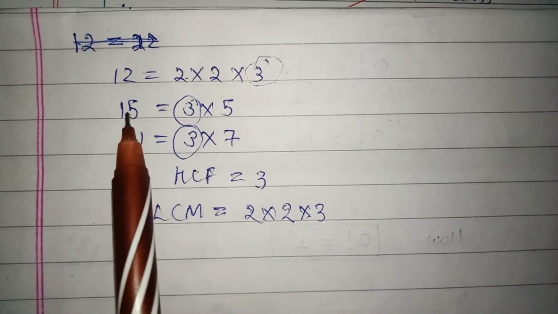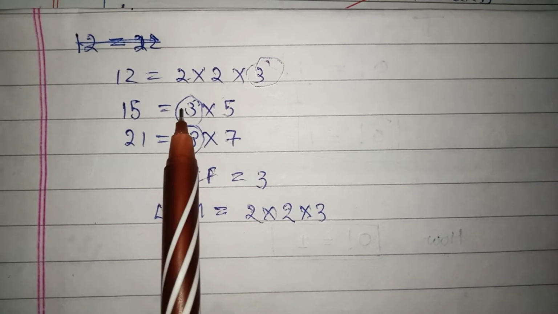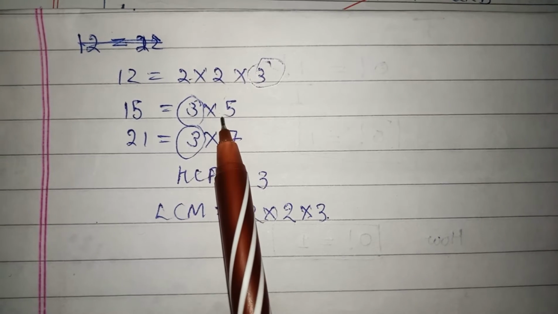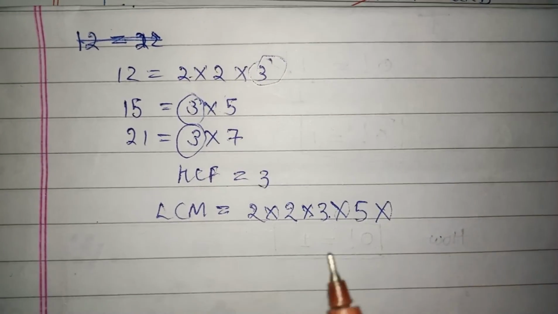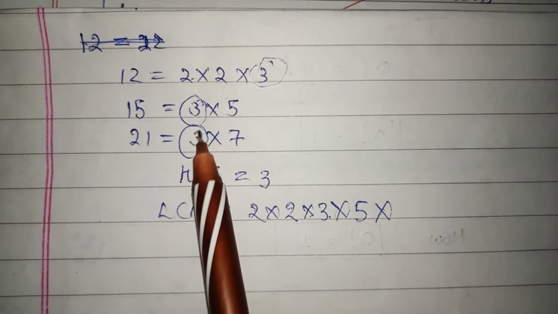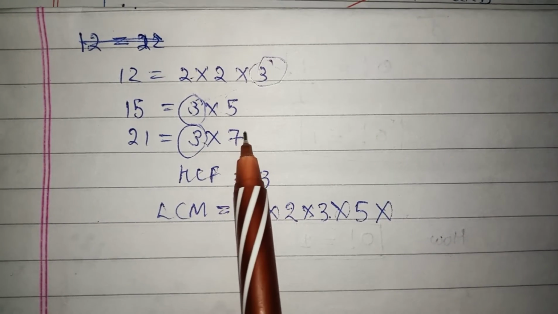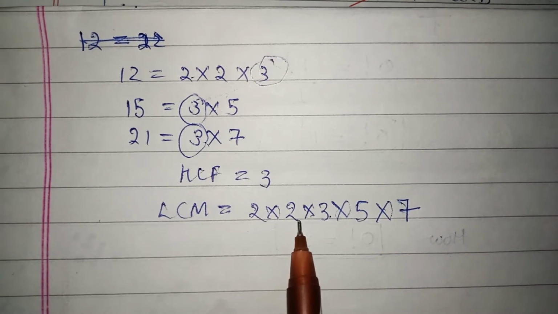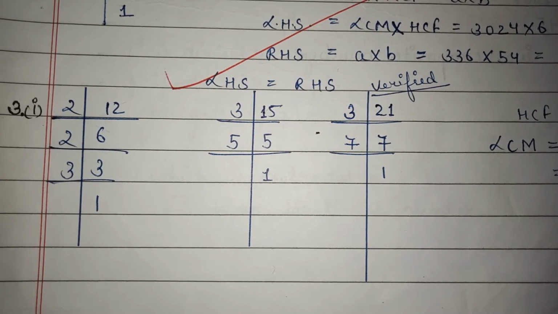Now moving to the second number, that is 15. I have already taken this 3 in the first part. Okay, so the repeated factor will not be repeated in LCM. Now moving to 5, here is 5 also, so we get 5 in LCM. Now for this 3, again this 3 is common in these. So I have already taken it, so I will not take it again. Okay, now I will take this 7. So the LCM of these numbers is 2 into 2 into 3 into 5 into 7, that is 420. In a similar way, you have to solve other parts of this question.